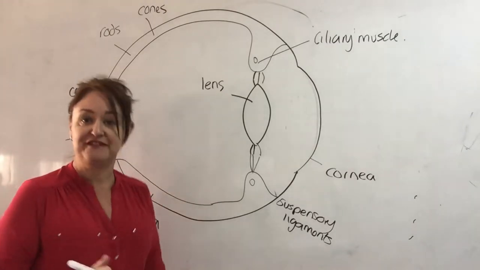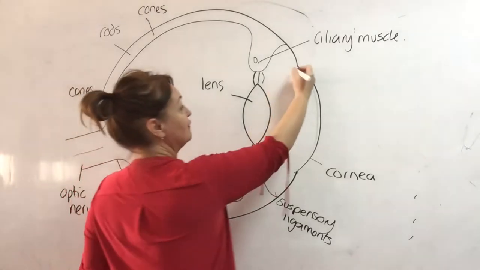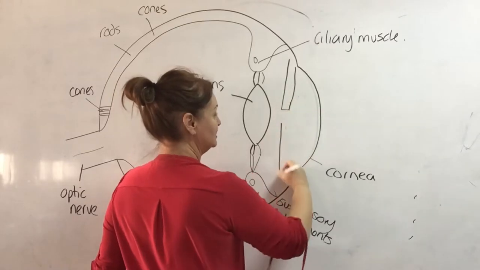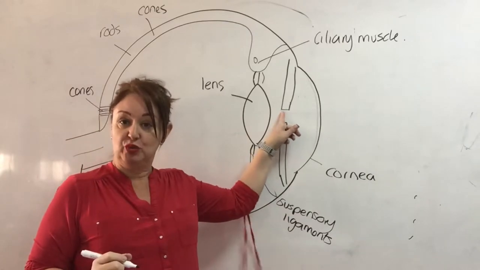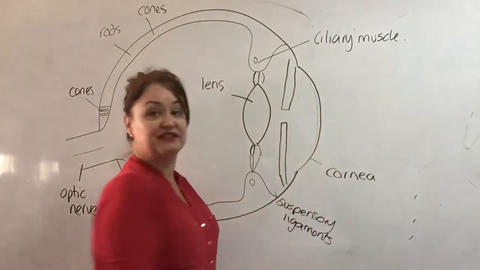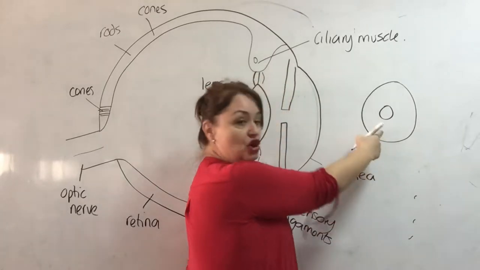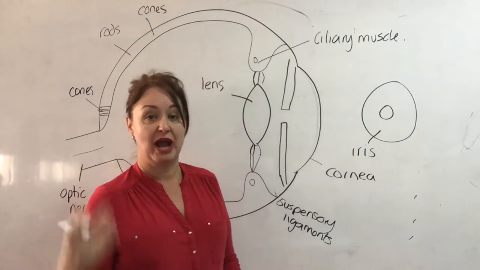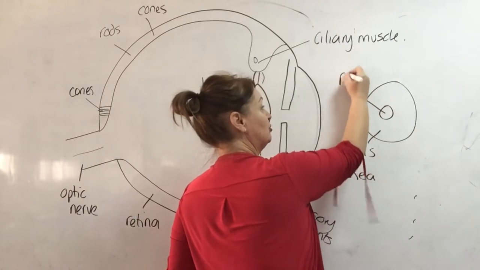Now the thing I'm missing from this diagram is the iris. The iris is the coloured part of your eye, and it kind of comes down here. And it creates the pupil, which lets light pass through it. So if I look now at this part of the eye, this is your iris, and you might have a blue iris, or you might have a brown iris, or a green, or a mixture, or whatever, and the hole in the middle is your pupil.